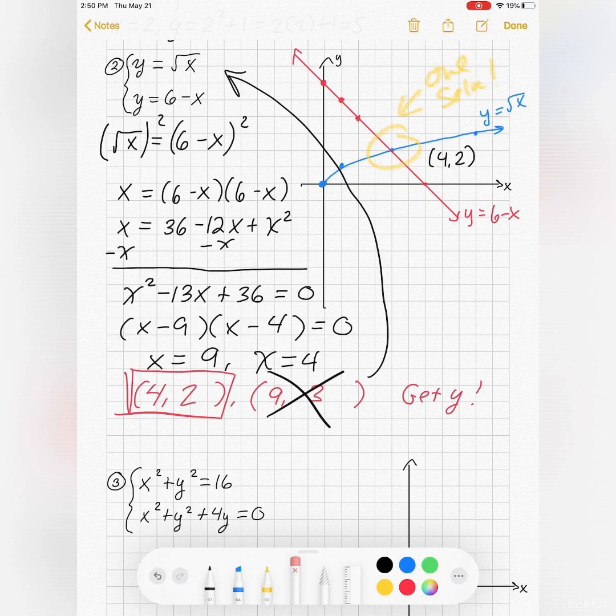Versus with 4, 2, the square root of 4 is 2, and 6 minus 4 is also 2. See how both equations are satisfied? So because both equations are not satisfied, that tells me algebraically, even if I wasn't going to graph it, that 9, 3 is not a solution. So I need to make sure I cross that off and indicate that 4, 2 is the only valid solution.